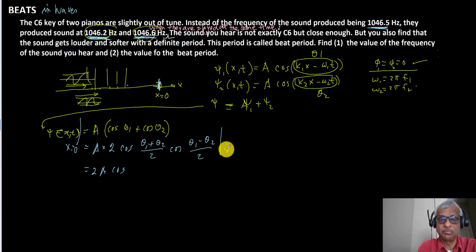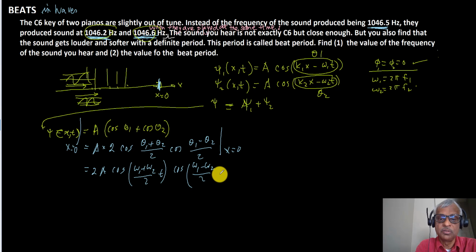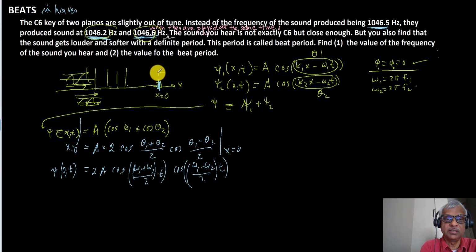So let's simplify that even more. If x is equal to 0, x goes away, so this is omega 1 plus omega 2 over 2 t, and this one is cosine of (omega 1 minus omega 2) over 2 t, and this is psi at 0, t. That's where my detector is, like your ear.